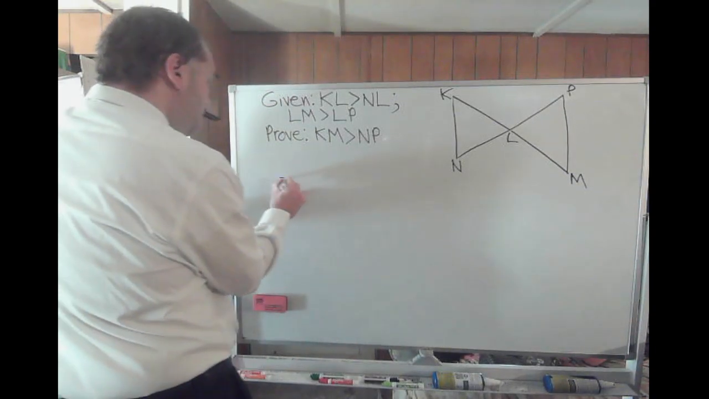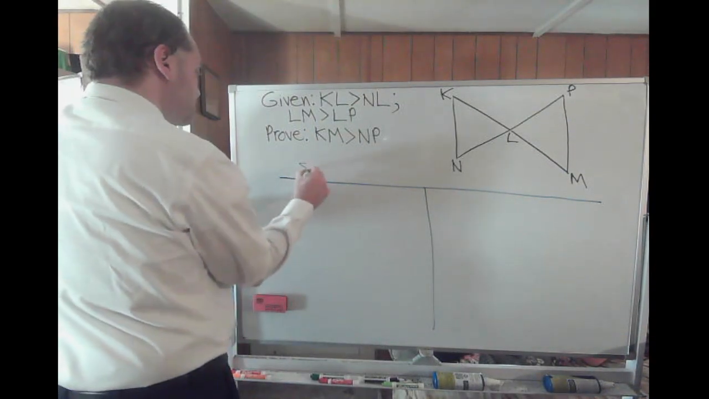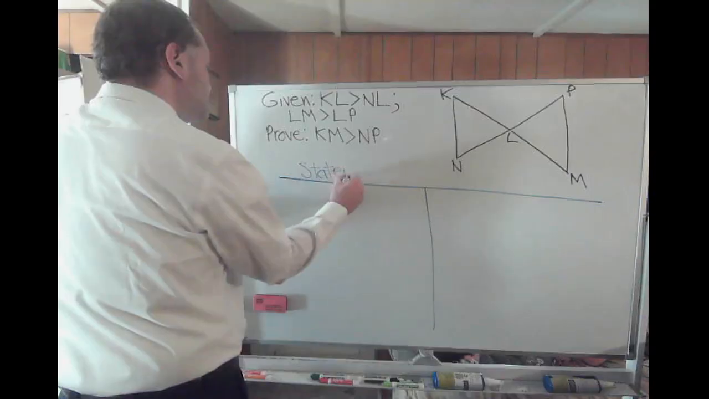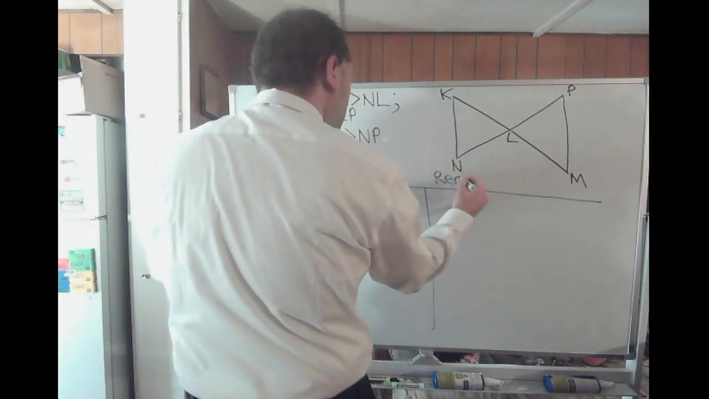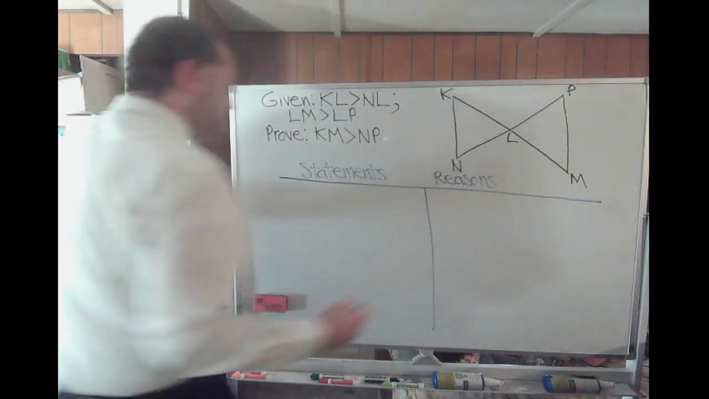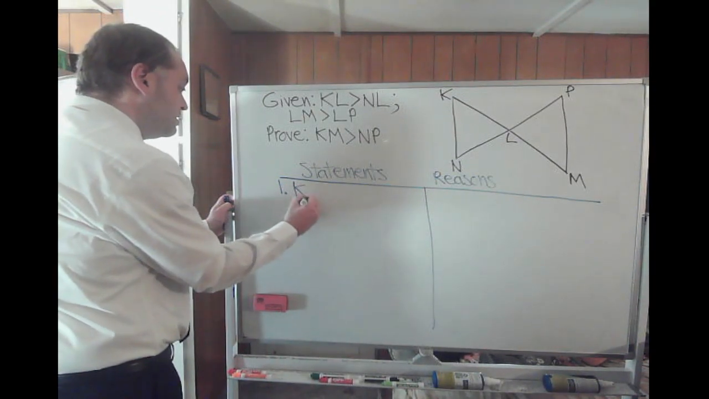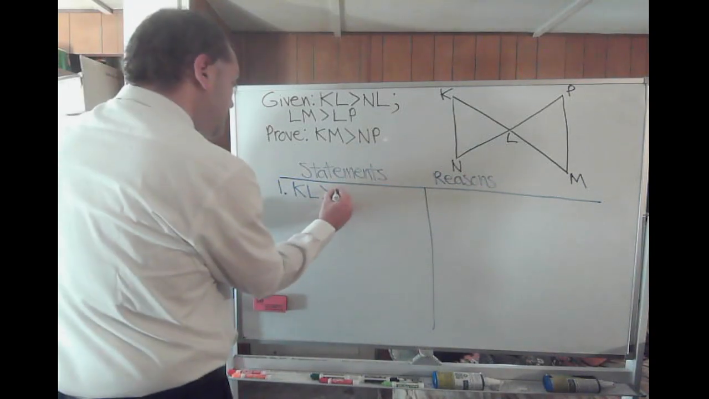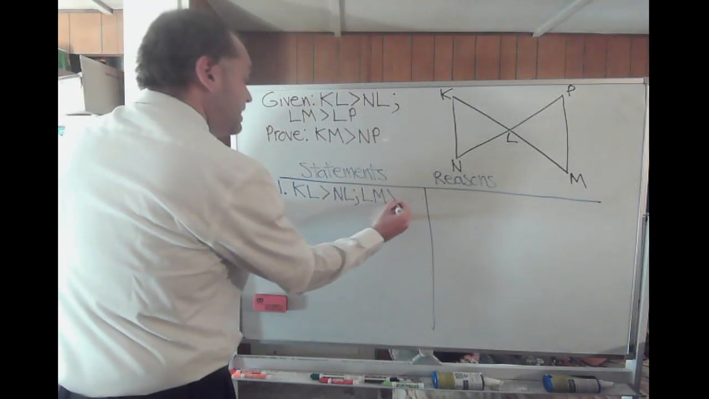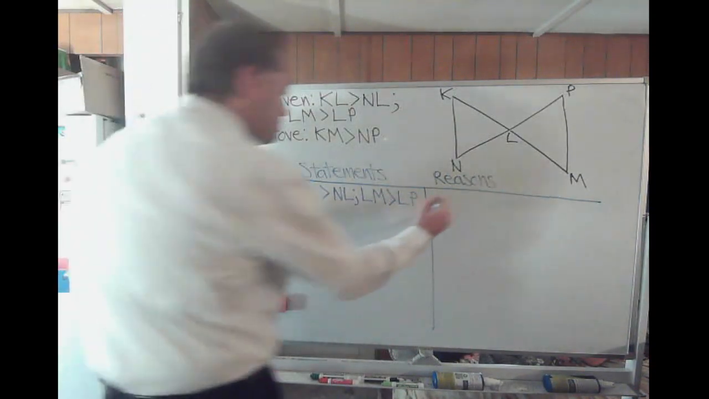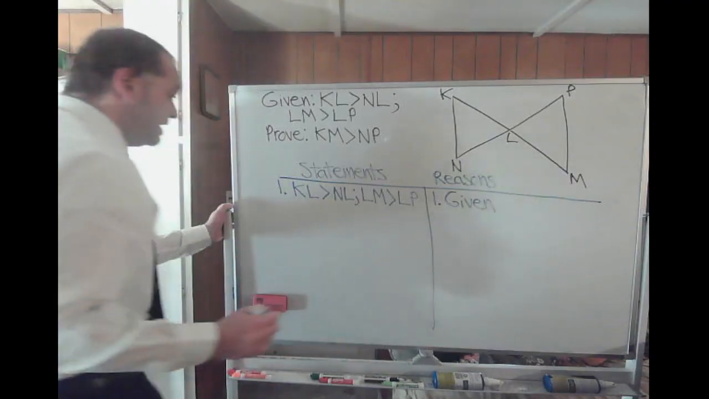So let's go ahead and set up our columns here. Let's demonstrate an inequality proof. So let's set up our statements and our reasons. Of course, I think statement 1 will start with the given information that KL is greater than NL, and then that LM is greater than LP. Those were given to us. That's the reason. Alright, so then what's next?